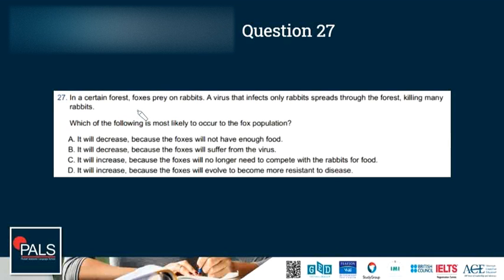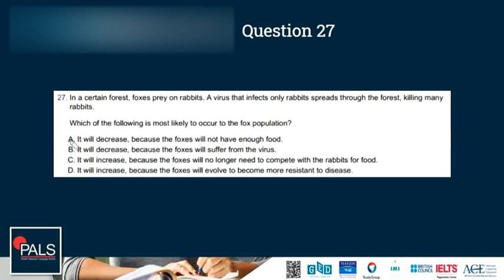In a certain forest, foxes prey on rabbits. A virus that infects only rabbits spreads through the forest, killing many rabbits. Which of the following is most likely to occur to the fox population? Well, rabbits get infected by viruses, so many rabbits die, which means there's less food for foxes. How will that affect the foxes? The fox population will decrease because the foxes will not have enough food.